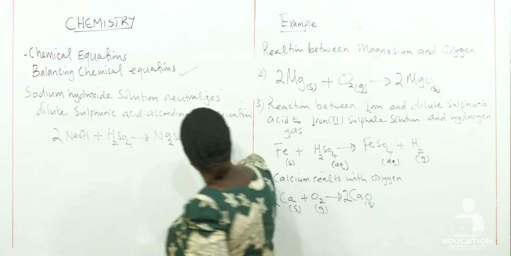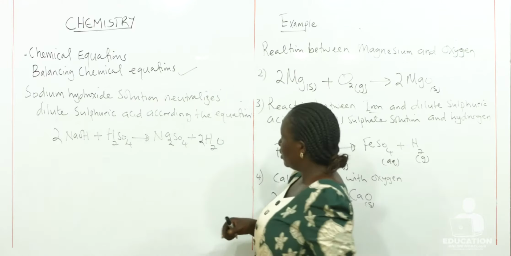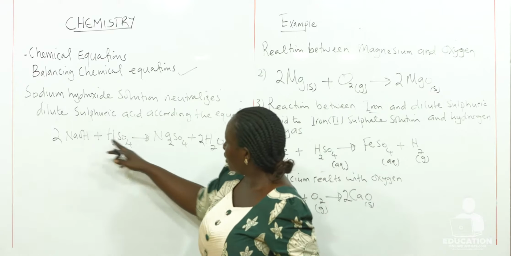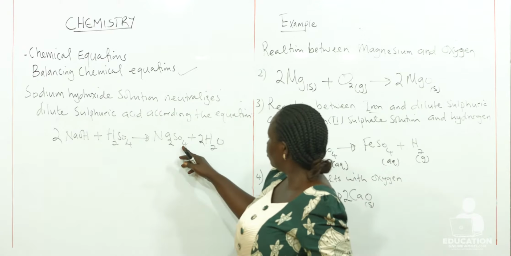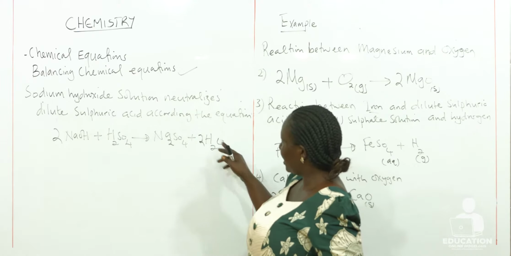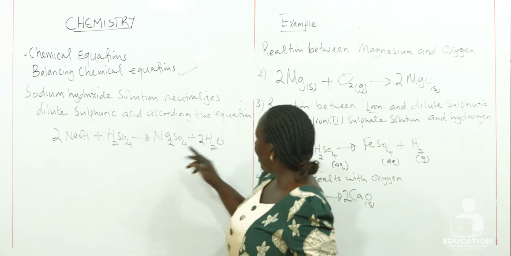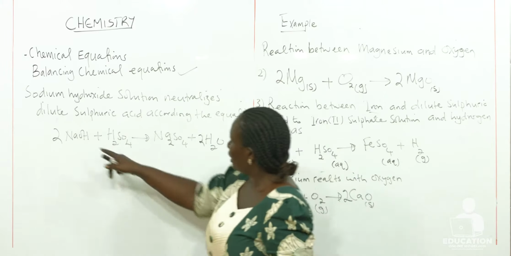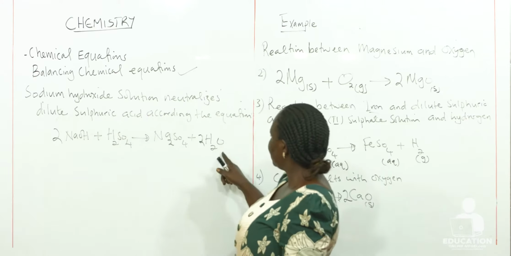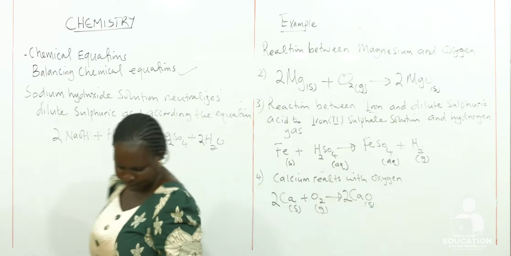Let us put 2 here to balance the number of oxygen atoms. We have 2, here 4, 6, here 2, here 4, sorry, plus these 2 makes 6. So oxygen is balanced, sodium is balanced. Then we have sulfur, we have 1, 1. We have hydrogen, here we have 2, and then here we have 2, which is 4. So 2 times 2 is what? 4. So this equation is balanced.